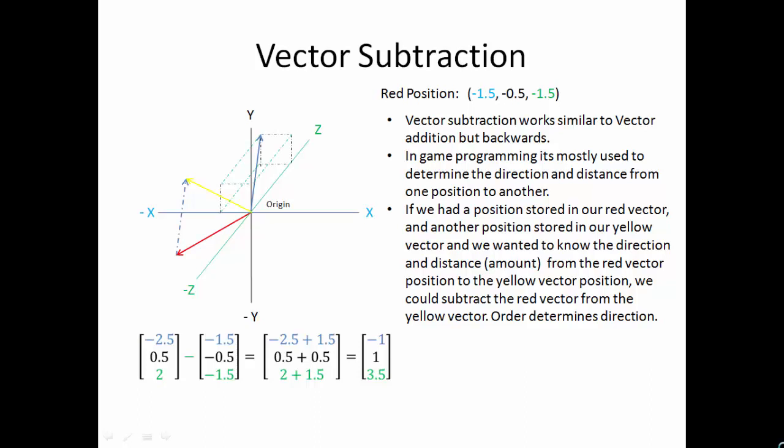Vector subtraction. Vector subtraction basically works the exact same way, just opposite, just backwards. In game programming, it's mostly used to determine the direction and distance from one position to another. If we had a position stored in our red vector and another position stored in our yellow vector, and we wanted to know the direction and distance or amount from the red vector position to the yellow vector position, we could subtract the red vector from the yellow vector. Order determines direction. The order that you do the subtraction in actually matters when you're talking about vectors. The order pretty much of all these mathematical operations will matter when you're talking about vectors.